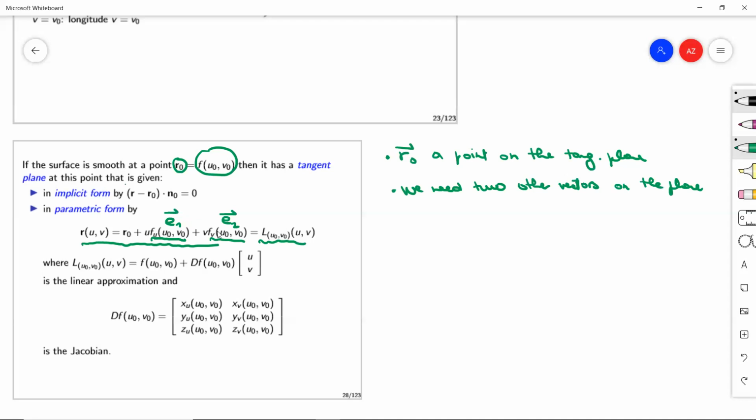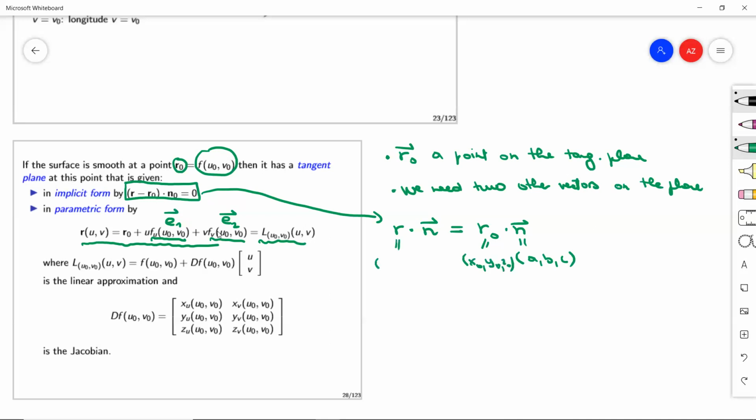What we did last hour was the plane in the implicit form, so in the Cartesian coordinates. In other words, we can write this equation as R times N is equal to R naught times N. This times means dot product. So N was A, B, C, and R naught is our point. So it's X naught, Y naught, Z naught, and this R is then X, Y, Z. Those are points on the plane. So this is what we did last hour.